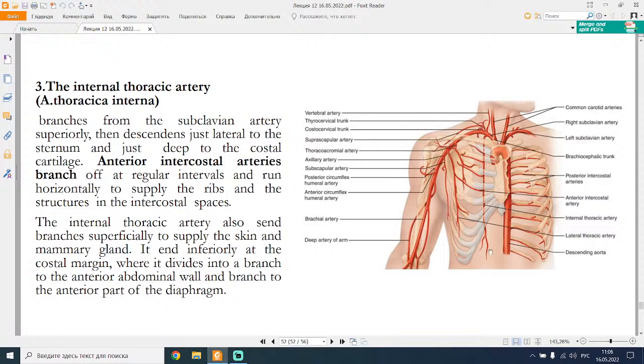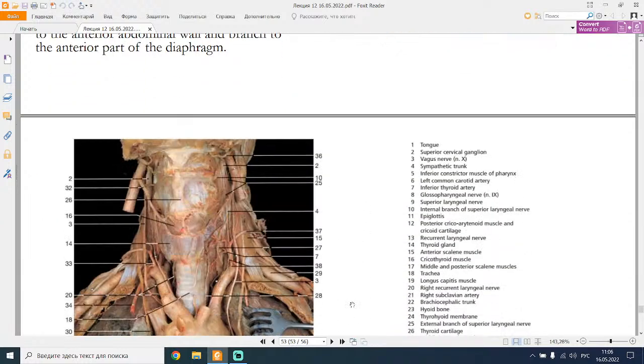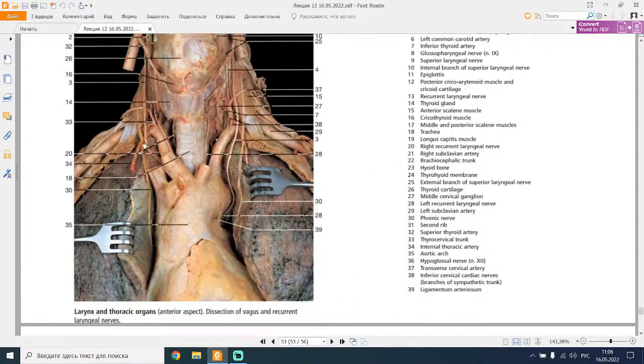Arteria thoracica interna. What you see? Arteria thoracica interna. This is subclavia, truncus thyrocervicalis. This is arteria thoracica interna.